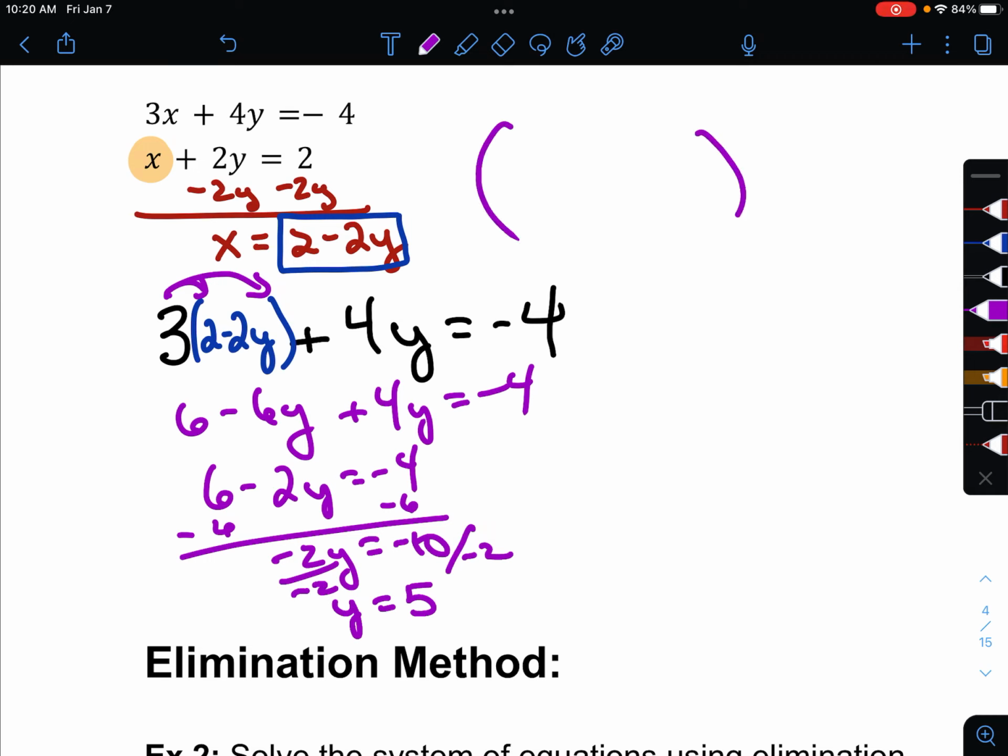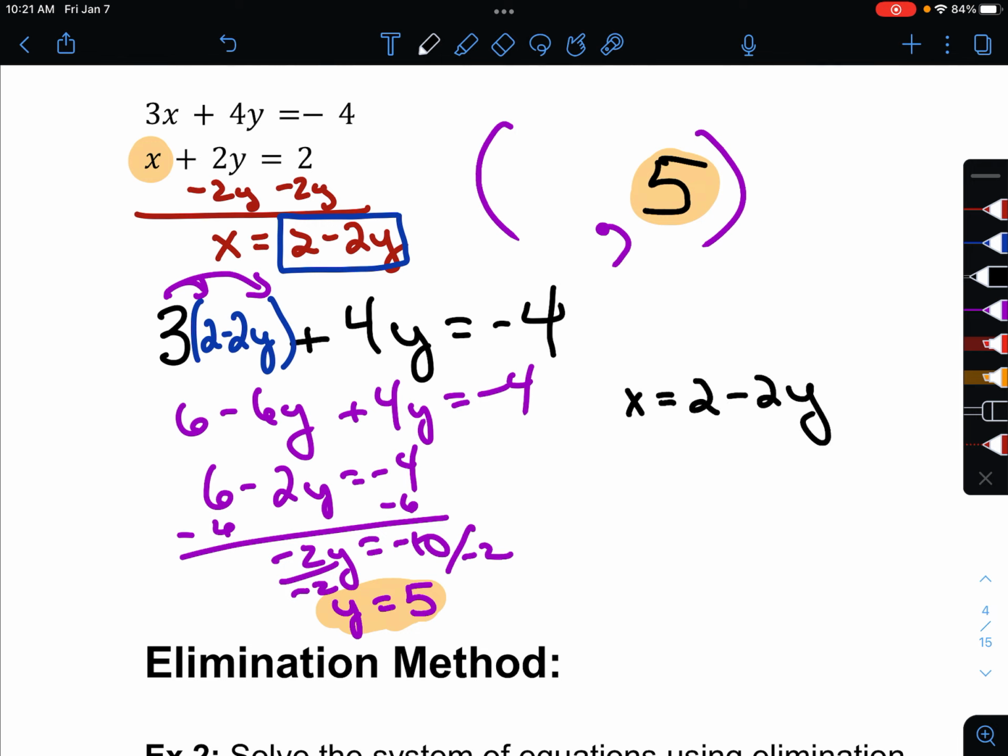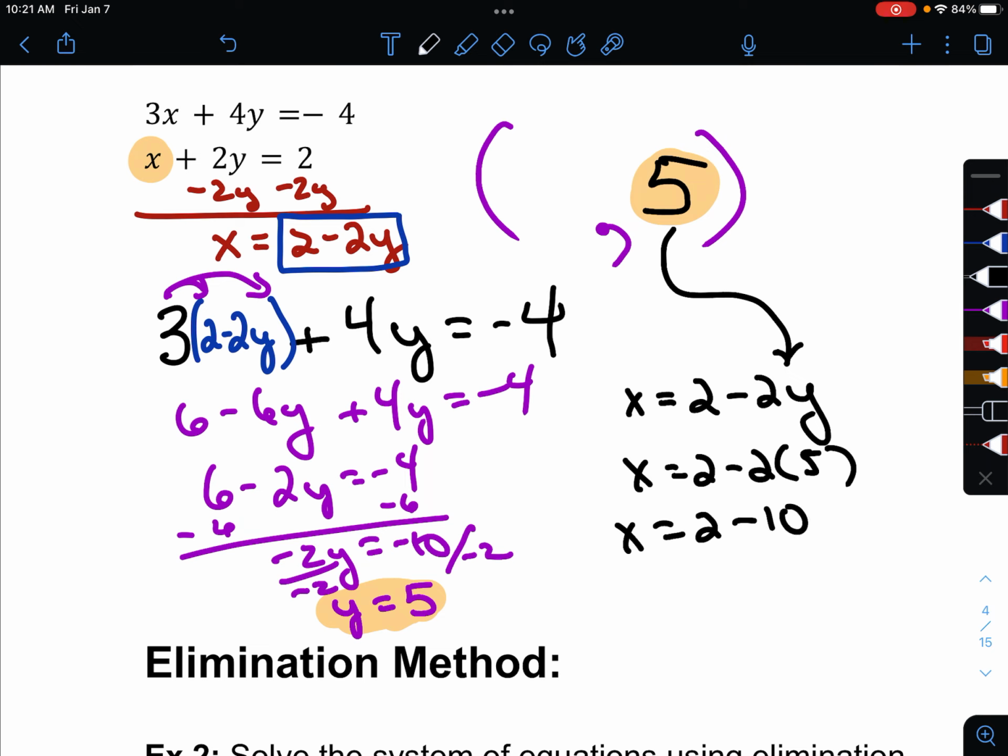So let's come up here and we'll start to write our answer. But what do you notice that we did this time? We got the y value first. So make sure you put that in the right place. It's the second number there. Okay, to get the x value, personally, I would use that right there. The fact that x is the same thing as 2 minus 2y. So let's put our y in there. X equals 2 minus 2 times 5. That's x equals 2 minus 10. X equals negative 8. We can then fill that in up here.